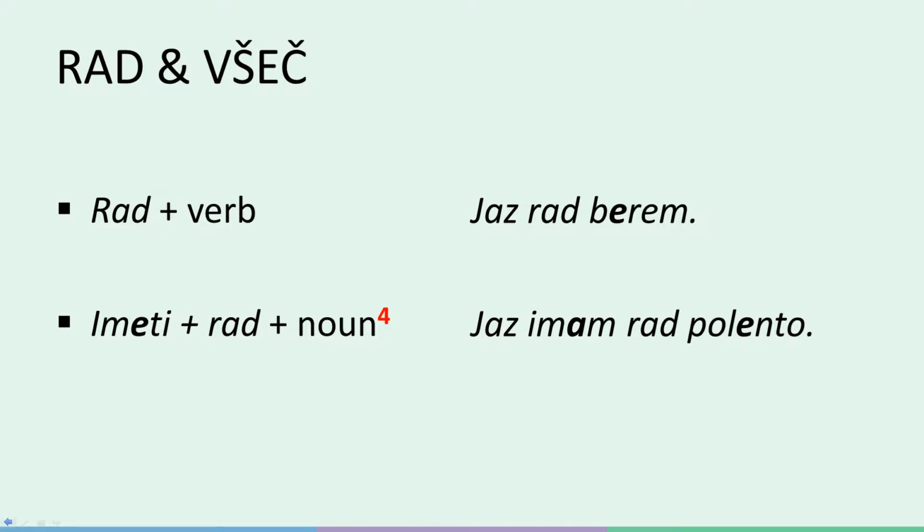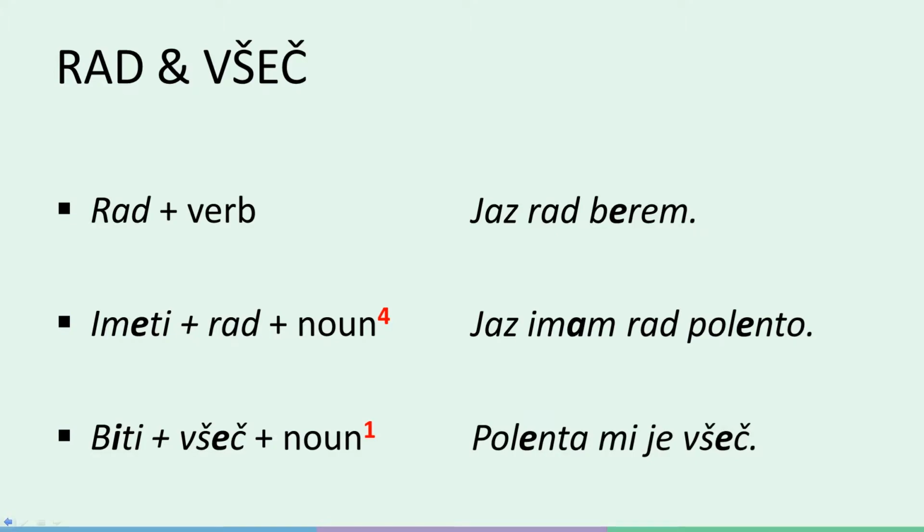And it is this way of using RAD, so using it with a noun, that can be substituted with VŠEČ, since the VŠEČ phrase is used with nouns. This time it's to be plus VŠEČ plus noun, or biti plus VŠEČ plus noun. Again, biti has to be in the correct form and the noun in the correct case, but this time it's the first case or the nominative. For example, I like polenta again, but this time it's polenta mi je všeč.